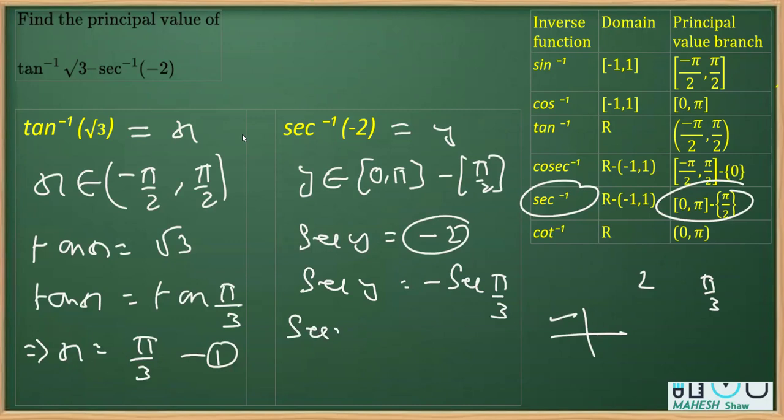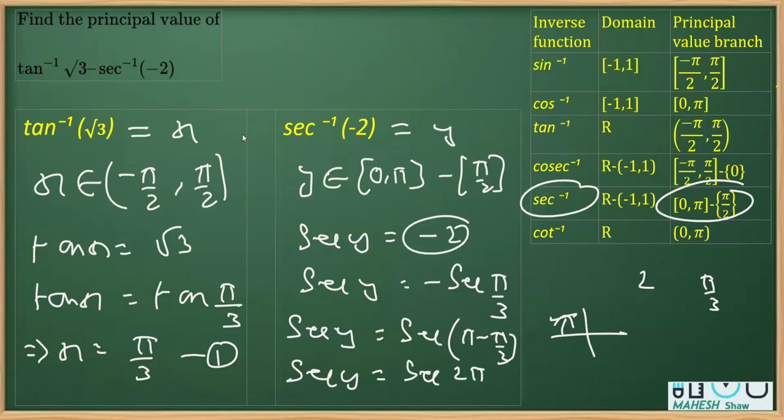And to write it in the second quadrant, you know that in the second quadrant, we write an angle as pi minus theta. So it's pi minus pi by 3. So we get sec y is equal to, this pi minus pi by 3 is 2 pi by 3. Right. So from here we got y as 2 pi by 3.